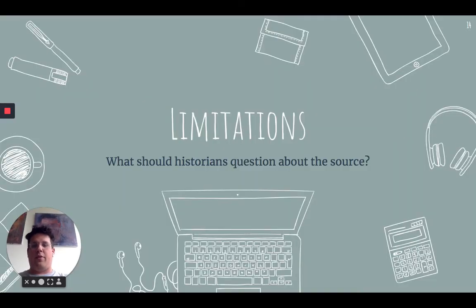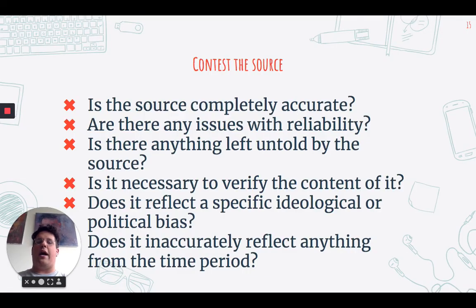Finally, we're going to be talking about limitations. What should historians question about the source? So contest the source. Try to think about if the source is accurate, if there's issues with reliability, if there's anything left untold, or if there's omissions within the source itself. If we need to verify the content of it, if it's just an opinion, or if it reflects an ideological or political bias, or if it's something inaccurate about the source, if it only paints one side of the picture.